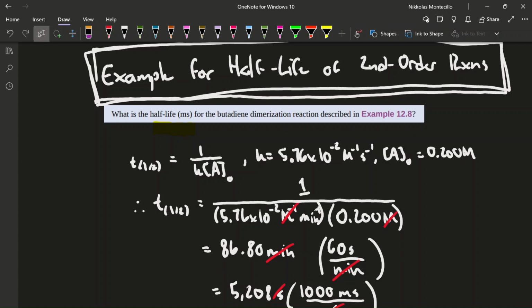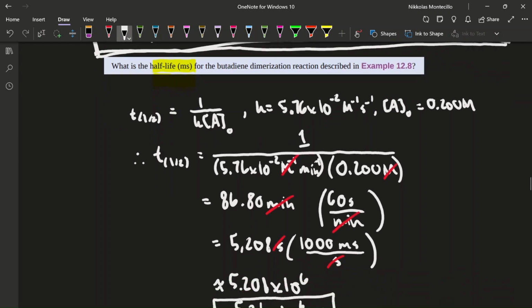So we plug in the values. We find that 1 over 5.76 times 10 to the negative 2 times 0.200 molar concentration equals 86.80 minutes. But we're looking for the half-life in milliseconds, so we have to do a couple of unit conversions.